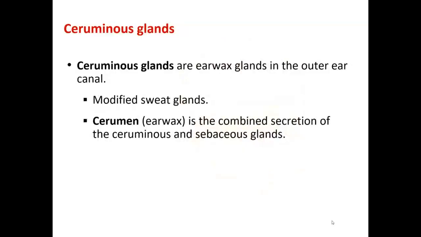Okay, then the earwax glands, ceruminous glands. Cerumen is a word for earwax. It says modified sweat glands. So these are in the skin, in the ear canal, that leads to the eardrum back in there.